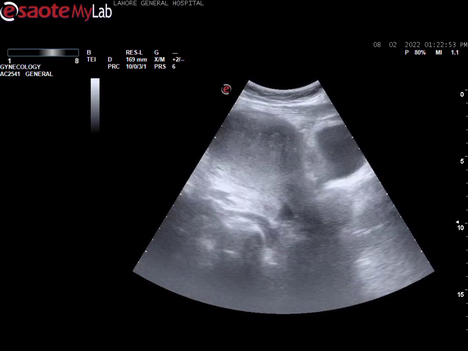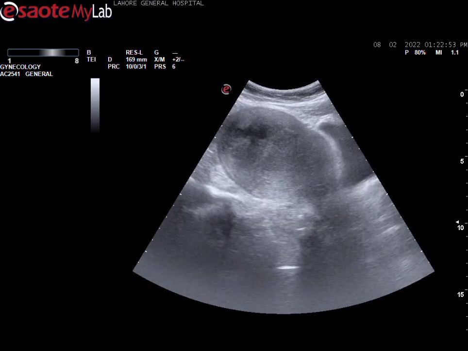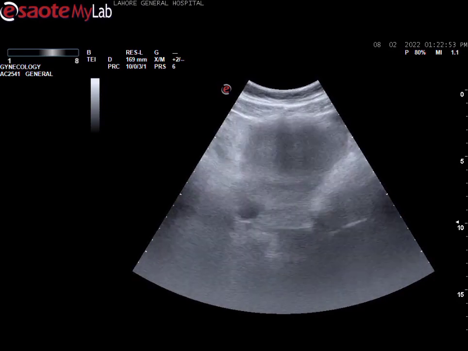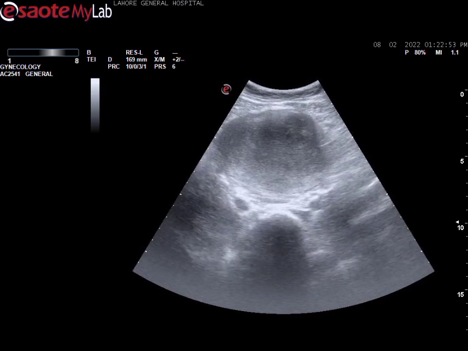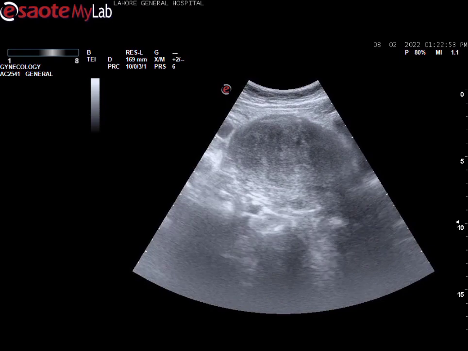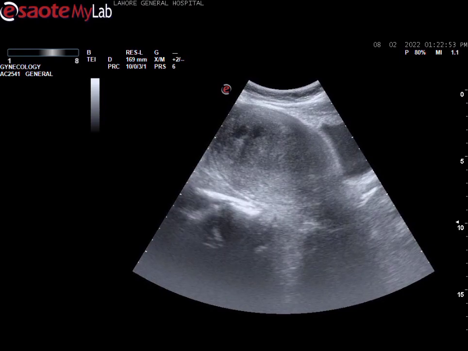You can see a few heterogeneous areas in the anterior wall of the uterus with Venetian artifact and some anechoic spaces. So this is mostly a case of anterior wall fibroid. You can again see the uterus in transverse section with Venetian artifacts.